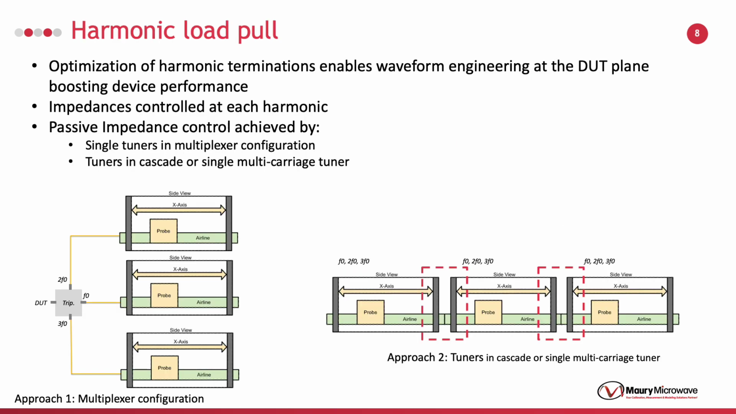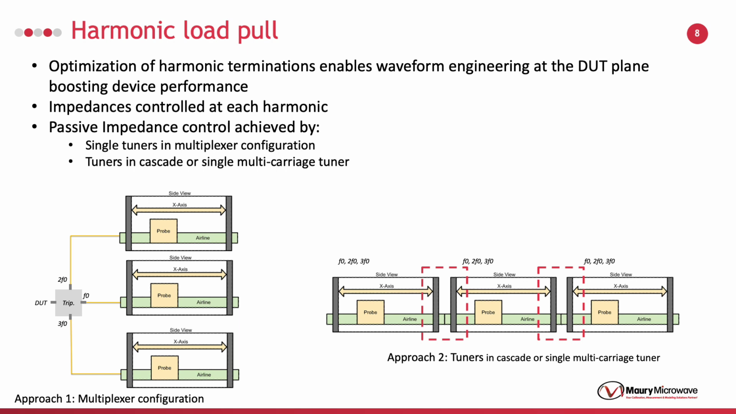As mentioned in the motivation slide, transistors show nonlinear characteristics in large signal, creating harmonic generation and frequency mixing. Optimizing the harmonic termination enables waveform engineering, boosting device performance like efficiency. To properly apply this, the impedances need to be controlled simultaneously for all harmonics, where high gamma across 360 degrees is desired at the second and third harmonics.